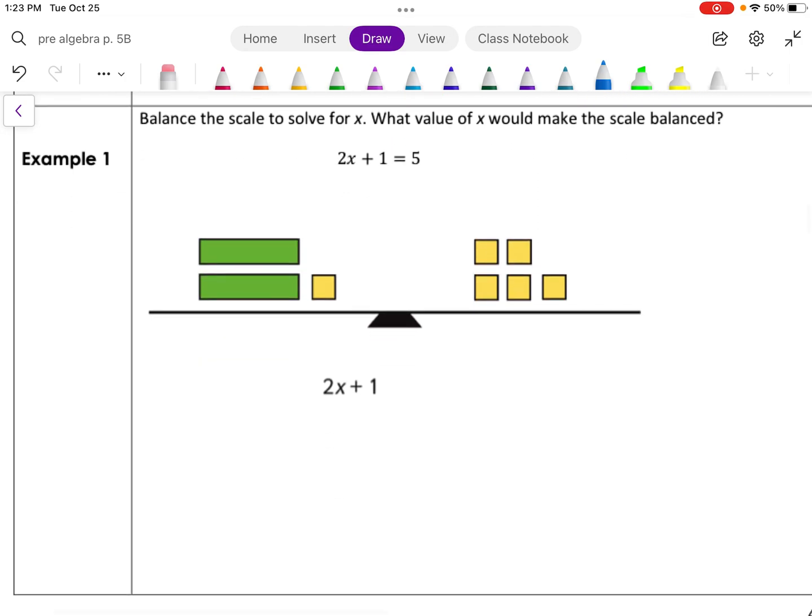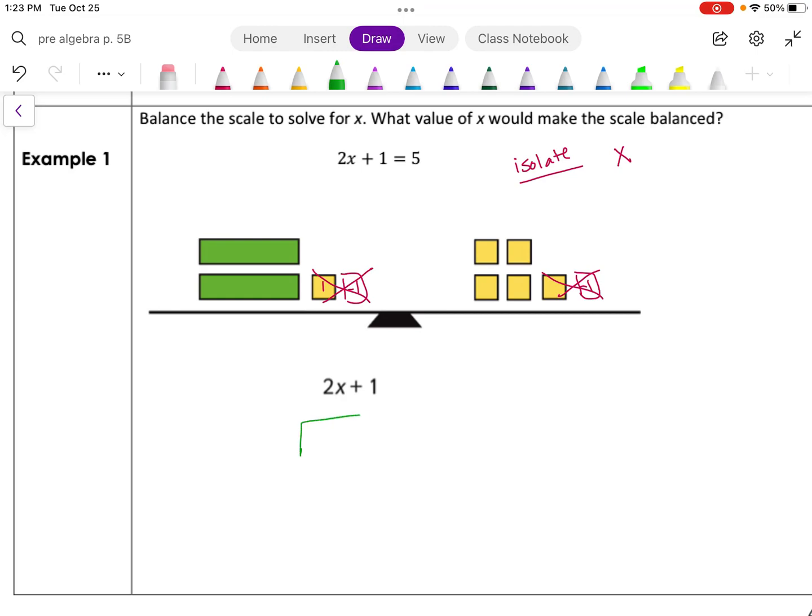So example 1, we want to balance the scale to solve for x. We have 2x plus 1 equals 5. Well, we want to start by getting x by itself. So get the x's by itself. In other words, we want to isolate x. Isolate means to get it by itself. Okay, so in order to do that, I would have to take 1 away from both sides. Remember from yesterday that our 1 minus 1 cancels out to 0.